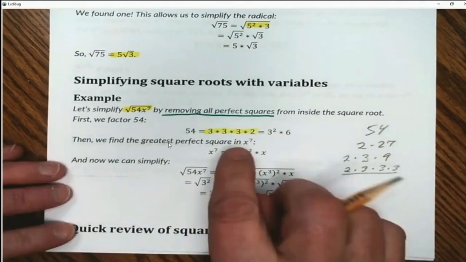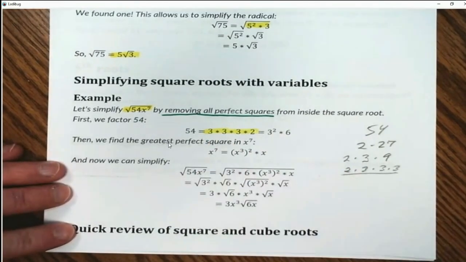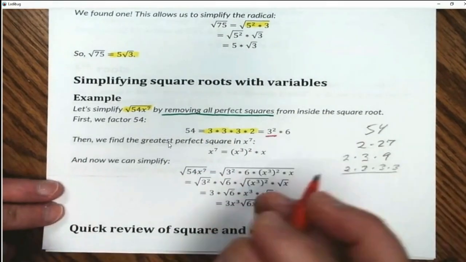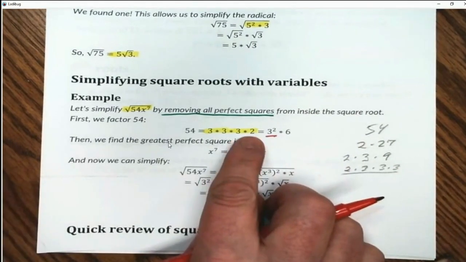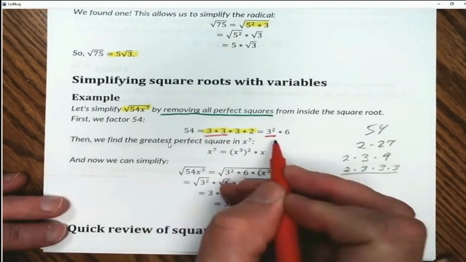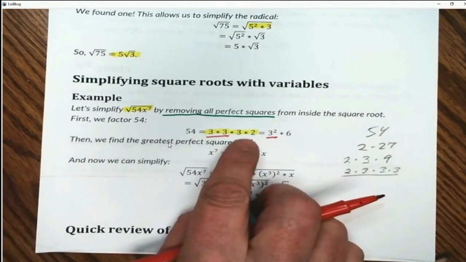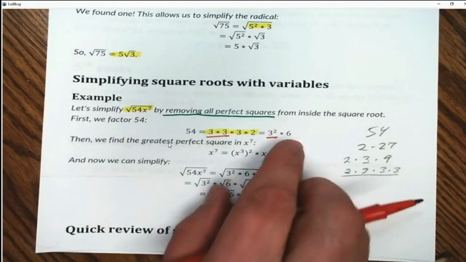So when we look at that, 3 times 3, there's a square. So we can make that a square, 3 squared. There's just one of each of these. So the 3 times 3 moves over to 3 squared. So we just multiply them back together. 3 times 2 is 6. So 3 squared times 6.